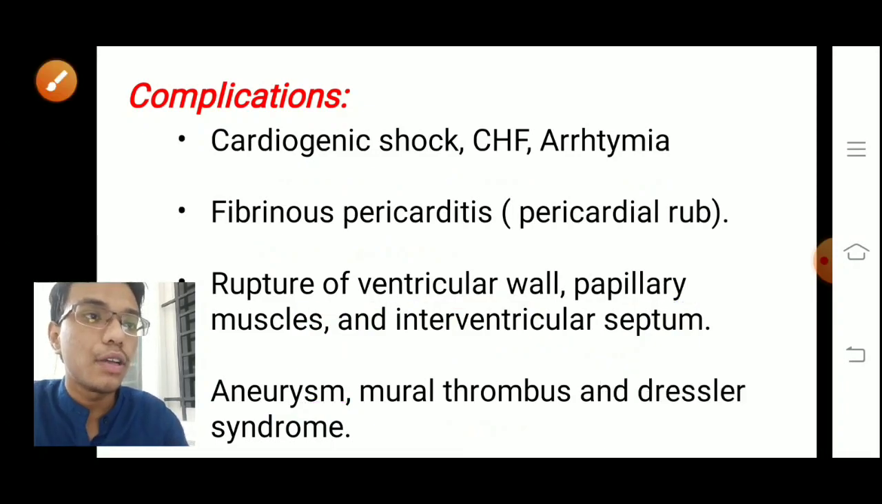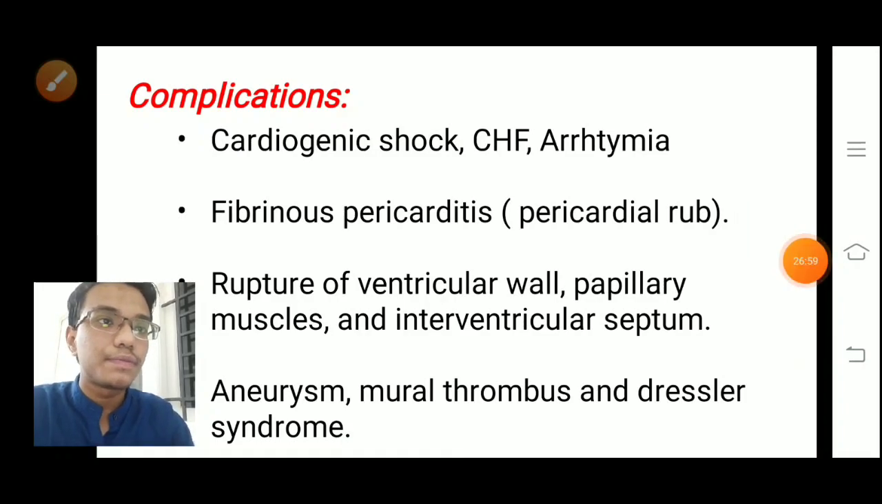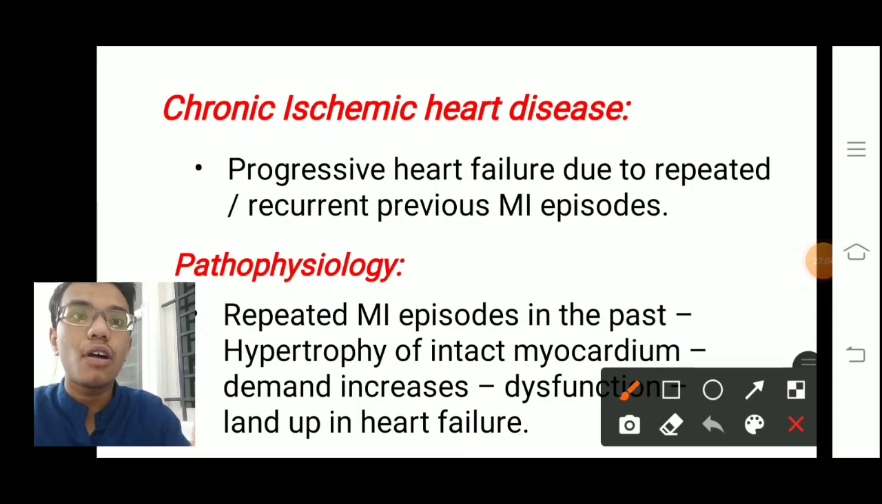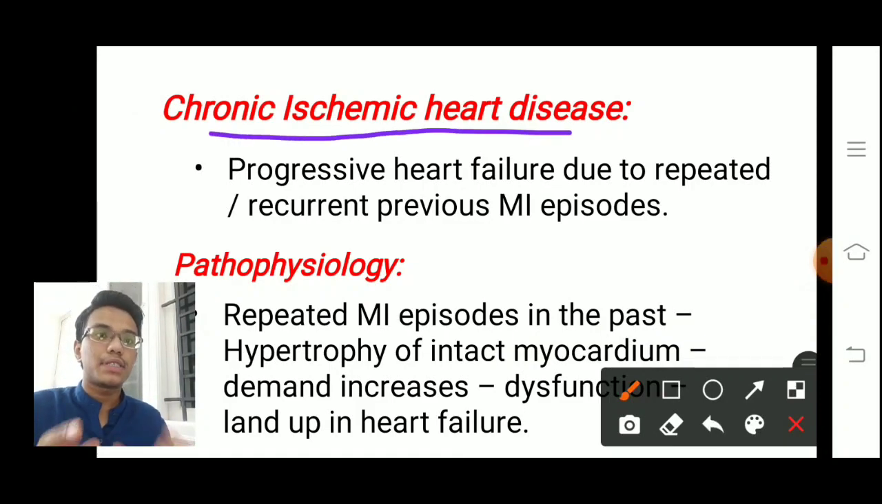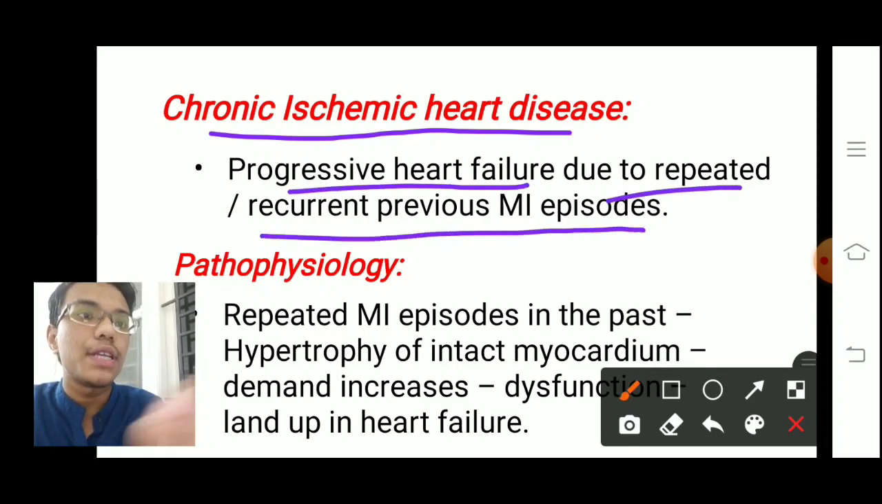Okay. Now, we have completed the morphological changes that occur in myocardial infarction as well as the complications of myocardial infarction. Now, going to another type of ischemic heart disease, which is chronic ischemic heart disease. What happens here? It is a progressive heart failure due to repeated or recurrent previous MI episodes.